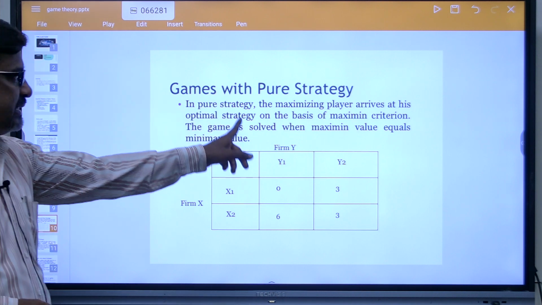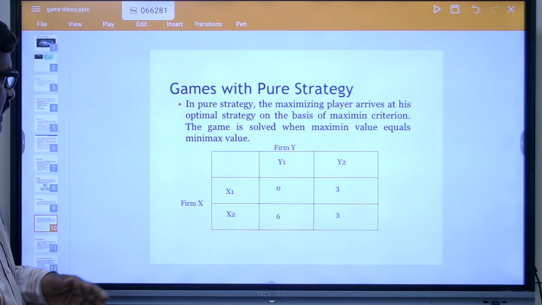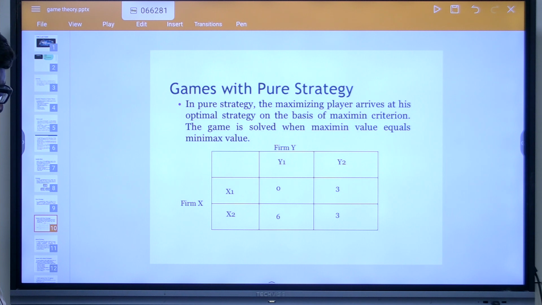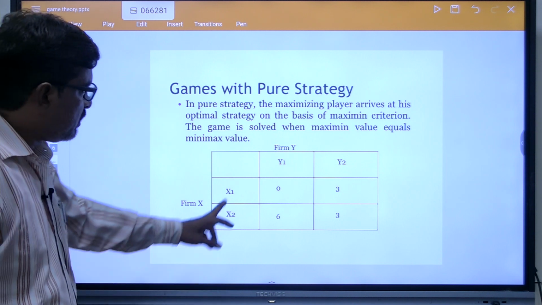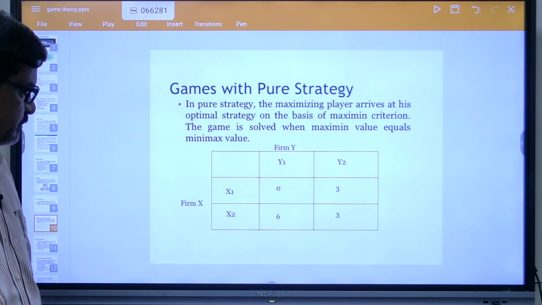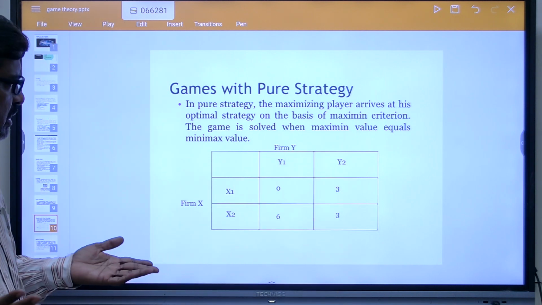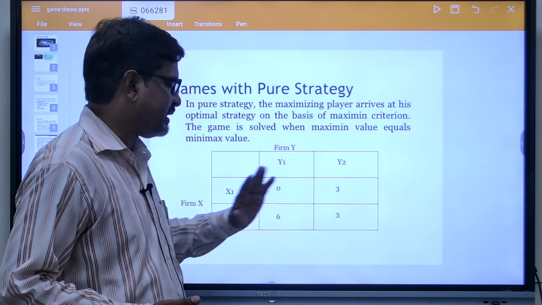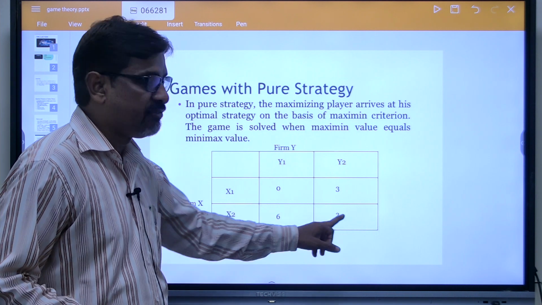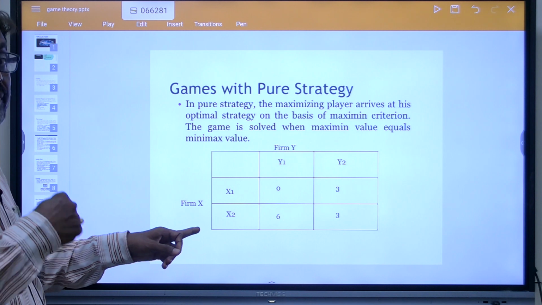On the column side, we adopt the similar minimax. Out of the various losses, in the first column we are having the maximum loss of 6. Here we are having the maximum loss of 3. So, 6 and 3, these are the maximum values. Out of these maximum values, we will select the minimum one, that is the minimax.